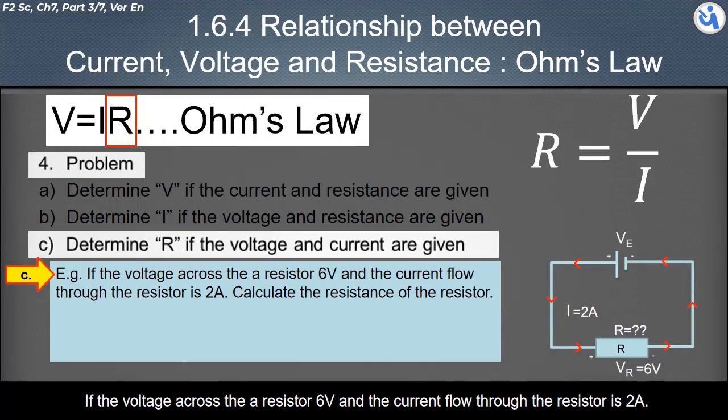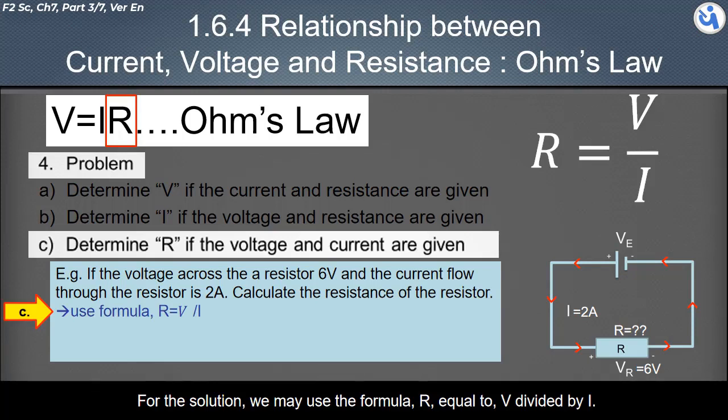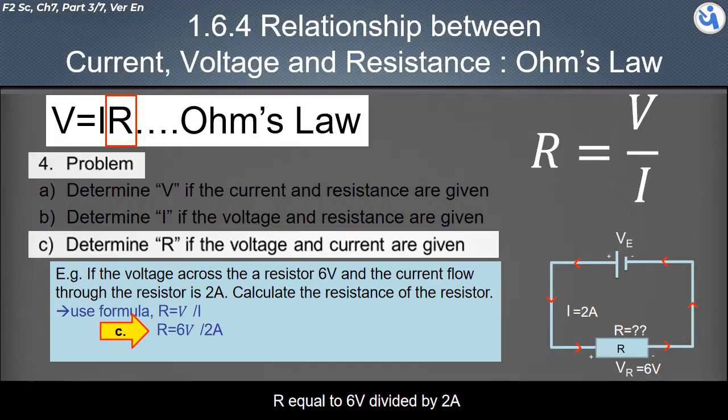If the voltage across a resistor is 6 volt, and the current flowing through the resistor is 2 ampere. For the solution, we may use the formula R equal to V divided by I. R equal to 6 volt divided by 2 ampere. It is 3 ohm.